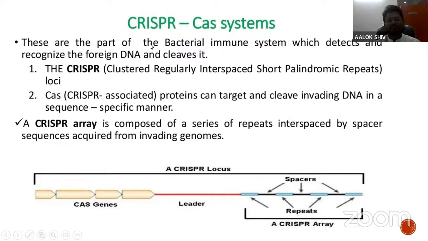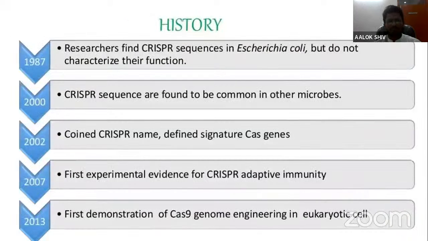Basically, CRISPR is a bacterial immune system, and how it is working, I will tell you. First of all, let's see the history of the CRISPR. The researchers found CRISPR sequences in E. coli, but they did not characterize their function. So first of all, these CRISPR sequences were first identified in E. coli. This could be important from the exam point of view.